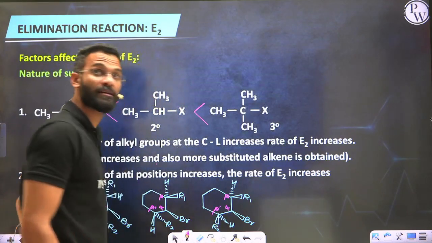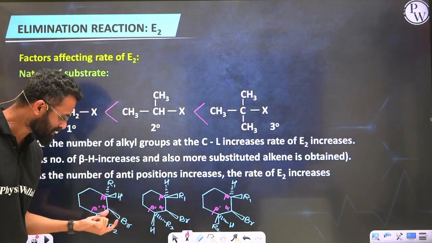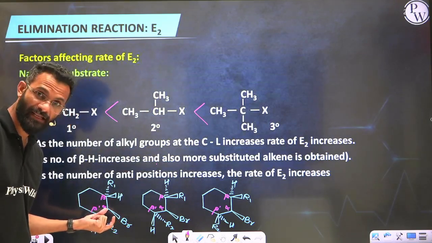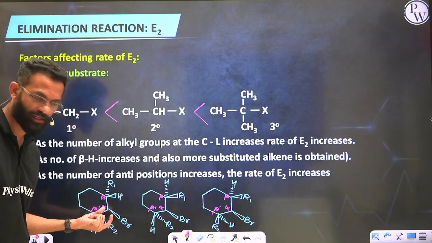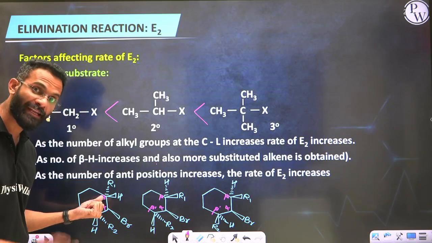Now guys, tell me, if the leaving group is represented on the solid line, the solid wedge, you can call it, then at the beta carbon atom we expect the hydrogen to be anti to it.